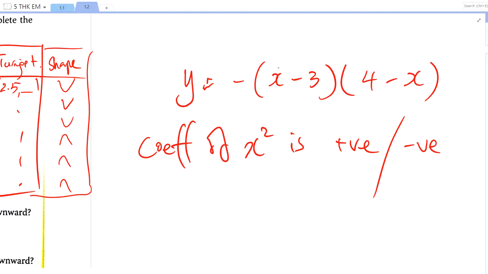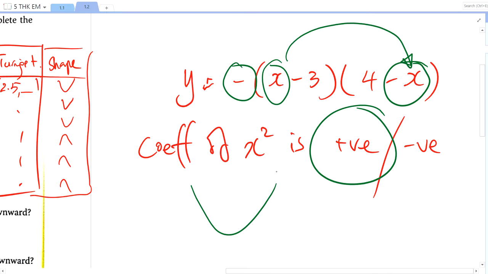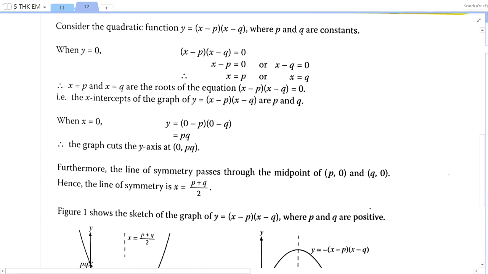Let me check. Okay, I've got x times negative x. I'll get negative x squared, times another negative. I get positive. So it must be positive. Therefore, it must be a parabola opening upwards. Okay? Alright. So with all this information, I think we can sketch already. We can sketch all of our graphs.